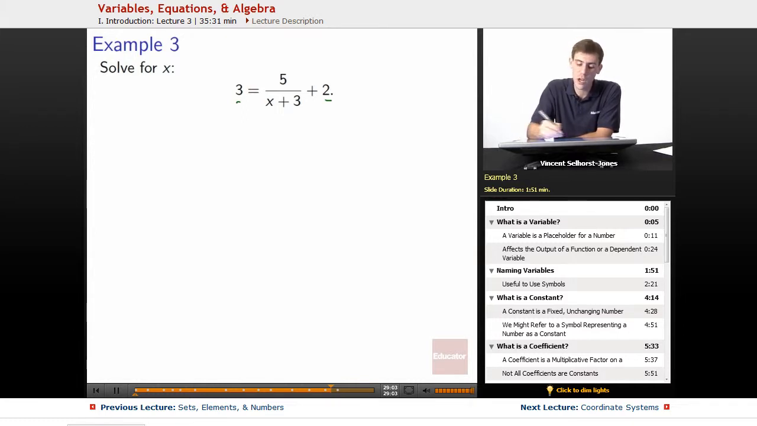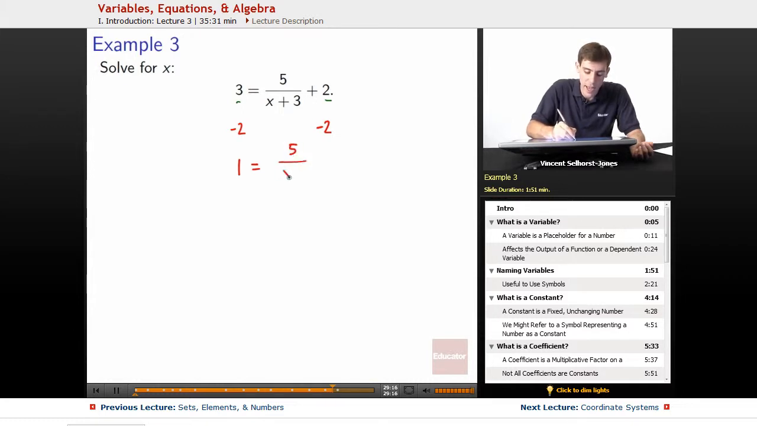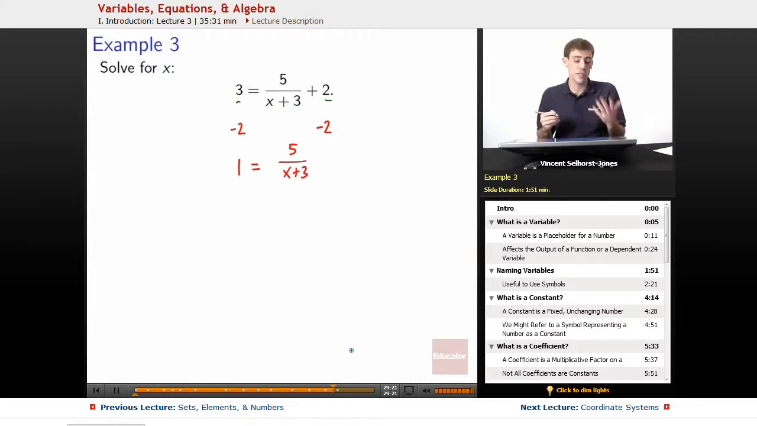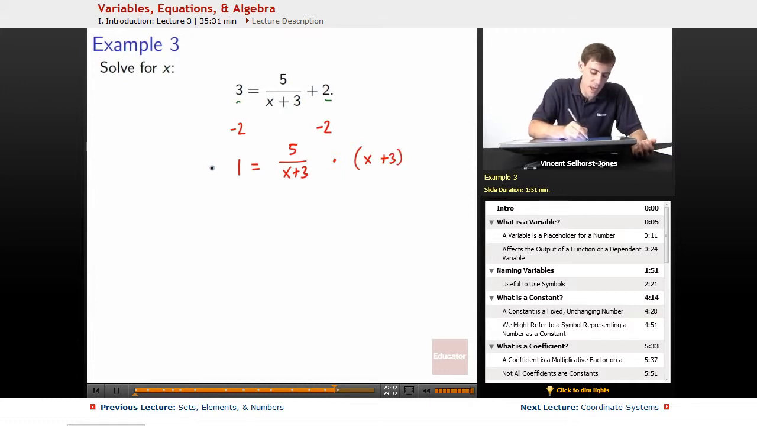So what we'll do is start off by subtracting 2 from both sides. That will make it easier to have sort of a clean shot for that x plus 3. We won't have anything else getting in the way. So that gets us 1 equals 5 over x plus 3. Now we can multiply by x plus 3, and we'll still have to multiply the 1. We have to multiply both sides. But we'll have at least a little less stuff in the way. So we multiply by x plus 3 over here, and we multiply by x plus 3 over here.